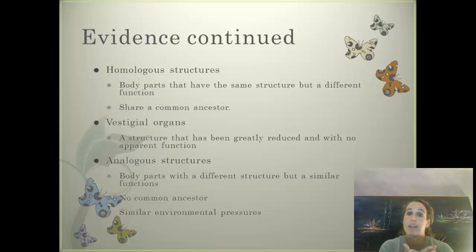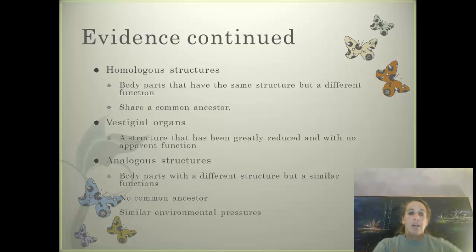So bats use theirs for flying. We use ours very differently from that. And then you have other things that use it for walking. Again, very different from us. But what that shows you is that we had a common ancestor because we have the same structure. But now since we live in different places and do different things, it's a different function.